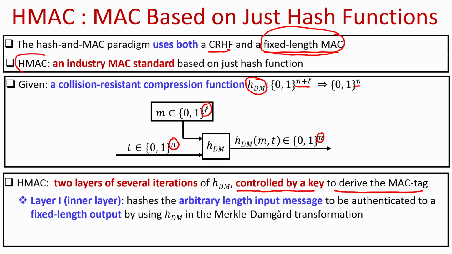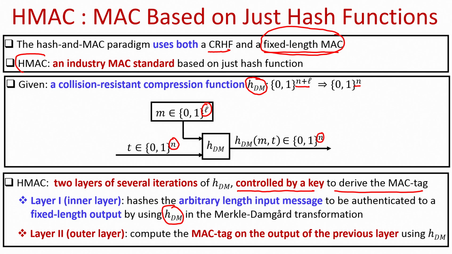Layer 1 is an inner layer, and it takes the arbitrary input on which you want to compute the tag and creates a fixed length output for that input, as per the Merkle-Damgard transformation, by iteratively applying the Davis-Meyer function several times. Remember, the output of the Merkle-Damgard transformation gives you a fixed length output. Once we have layer 1, in the outer layer we compute the tag on the output obtained from the inner layer, and interestingly this is done using one instance of the Davis-Meyer function. That is the difference here.